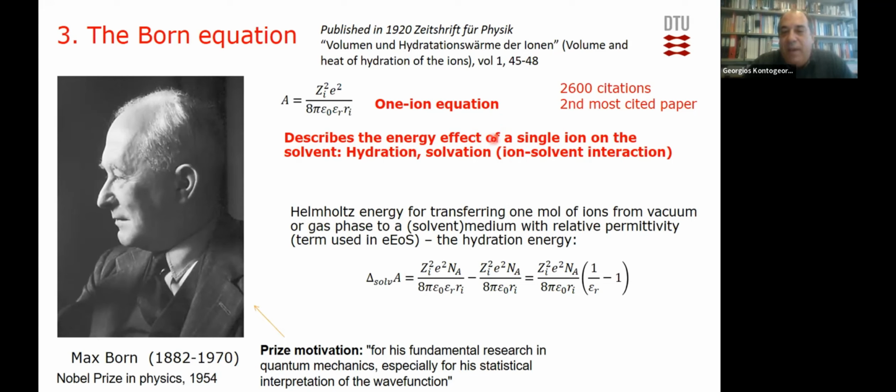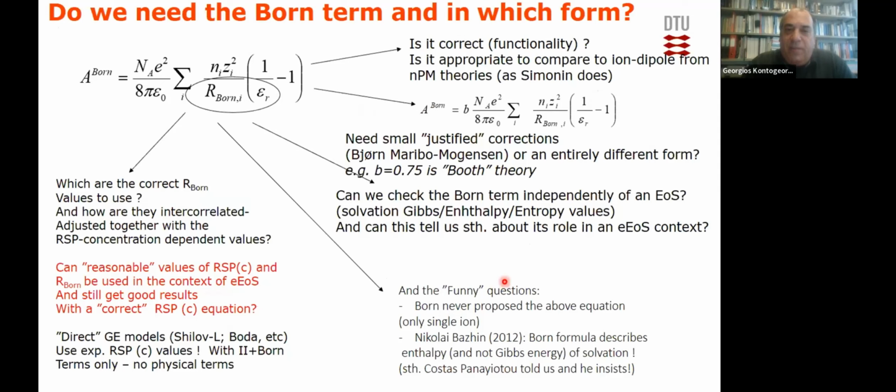It describes the hydration or the solvation, the ion-solvent interactions, with this very simple equation. Here it is in the form that we use in electrolyte equations of state. But there are so many questions for me, and this is why I have abandoned this paper for the time being. It contains the radius, the Born radius, which is probably not the same as the diameter that should be put in the ion-ion term.